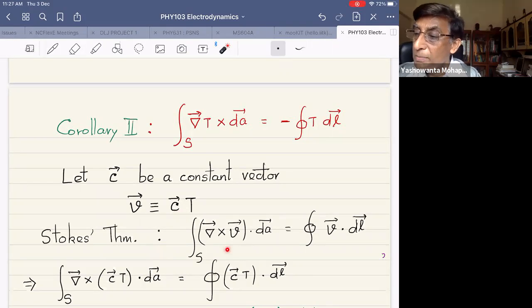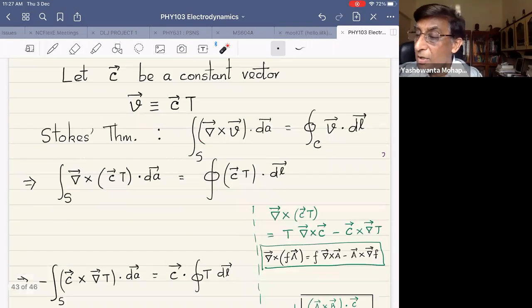So Stokes' theorem will tell me that the integral of del cross v dot dA is the integral of v dot dl over the closed curve C, a line integral. Now replace my v with cT, and del cross cT must be equal, by Stokes' theorem itself, to the integral of cT dot dl. So on the right hand side I already have cT dot dl. The left hand side is from Stokes' theorem.